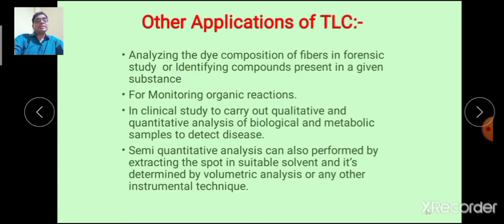Now, other applications are analyzing the decomposition of fiber in forensic study, monitoring organic reactions, and, in clinical study, carrying out qualitative and quantitative analysis of biological and metabolic samples to detect diseases. Semi-quantitative analysis can also be performed by extracting the spots in a suitable solvent, and it is determined by volumetric analysis or any other instrumental technique.